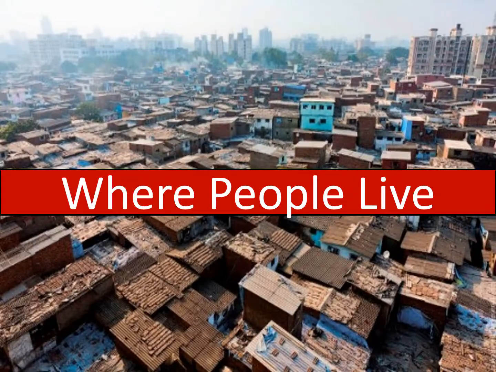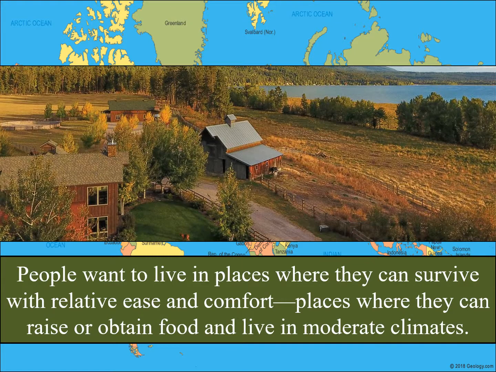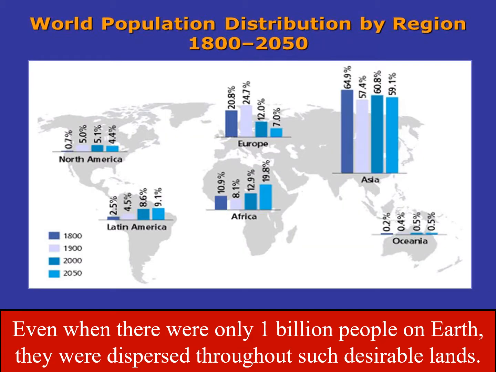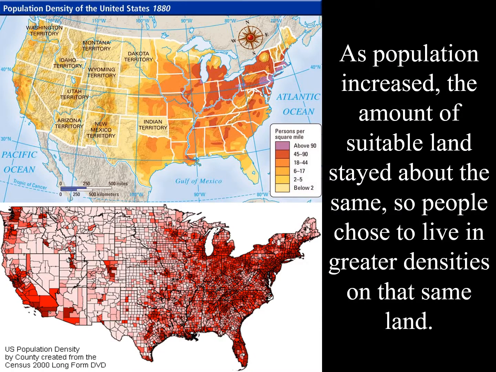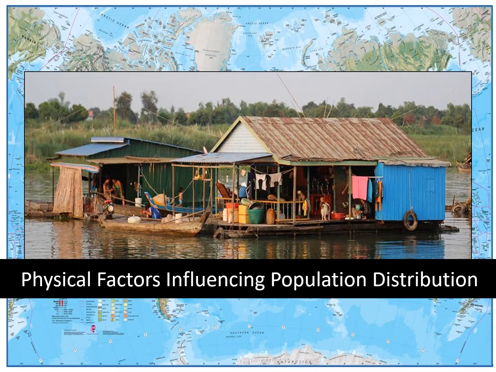Where people live. People want to live in places where they can survive with relative ease and comfort, places where they can raise or obtain food and live in moderate climates. Even when there was only 1 billion compared to the 7 billion we have today, they were dispersed throughout such desirable lands as they still are today. As population increased, the amount of suitable land stayed about the same, so people chose to live in greater densities on that same land. Physical factors influencing population distribution.